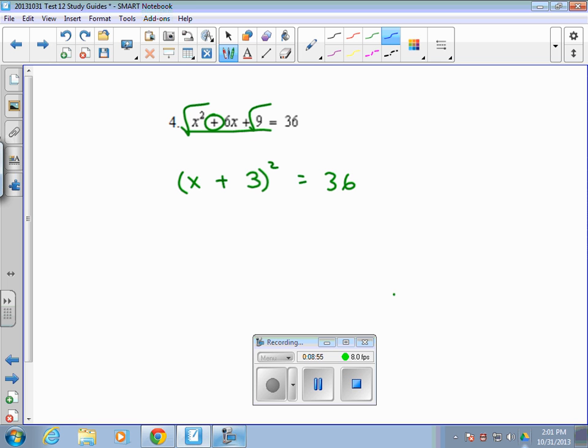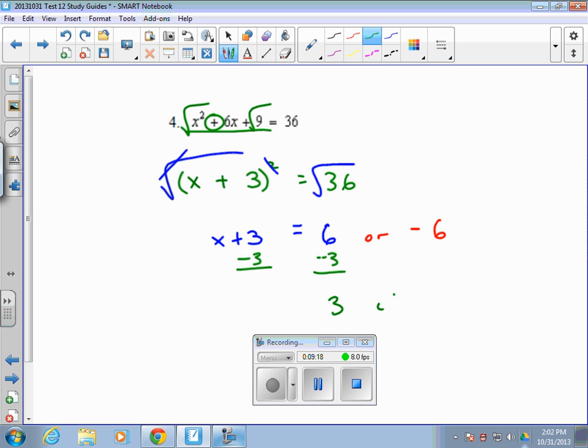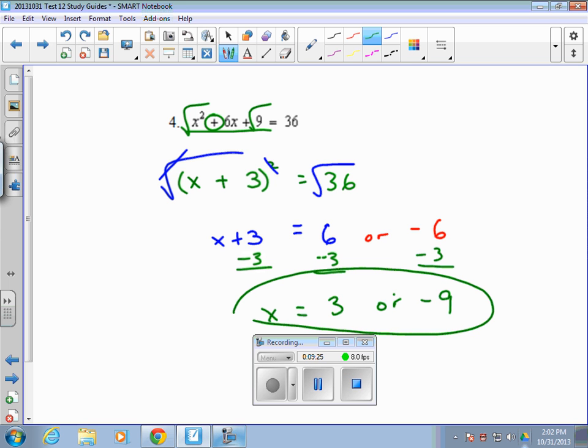In order to get rid of squaring something, take the square root of it, do the same here, and it leaves you with x plus 3 because this cancels this. Equals the square root of 36, which is 6. But it's not just 6. That's the key. It's 6 or negative 6. So then get rid of plus 3 by subtracting it. If you do it there, do it here. 6 minus 3 is 3, or do it here as well. Negative 6 minus 3 is negative 9. So x equals both 3 or negative 9.